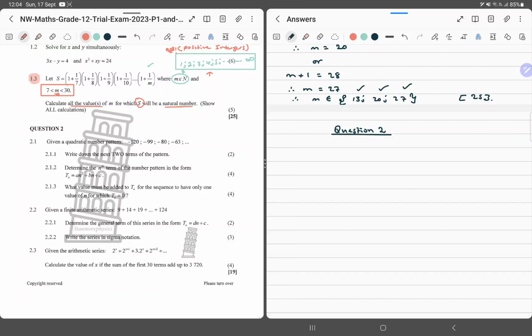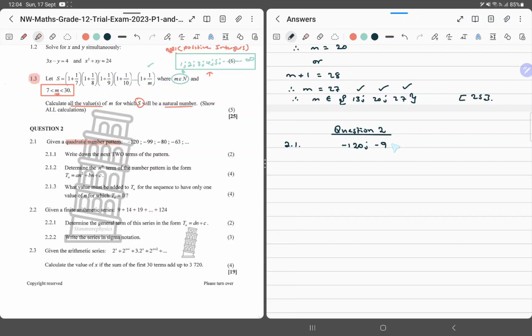Question 2. Obviously, this is now sequences and series. So we are given a quadratic number pattern. You always get one. So 2.1, we've got minus 120. Sorry, let's just write it a bit further.